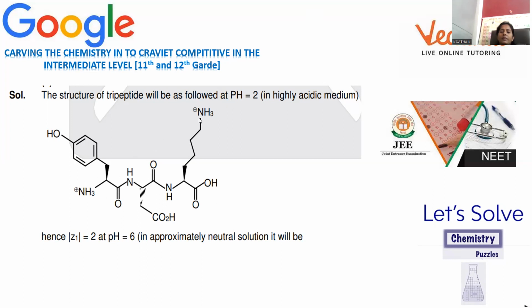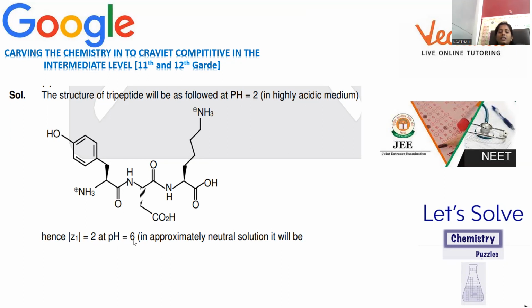The only possibility is the NH2 and NH2. These amines are free for accepting H plus, and here positive. So the charges obtained, Z1, is said to be 2. Two charges you can notice at the pH level of 2. At pH 2, you can notice this one. This is the kind of acidic medium we can say.